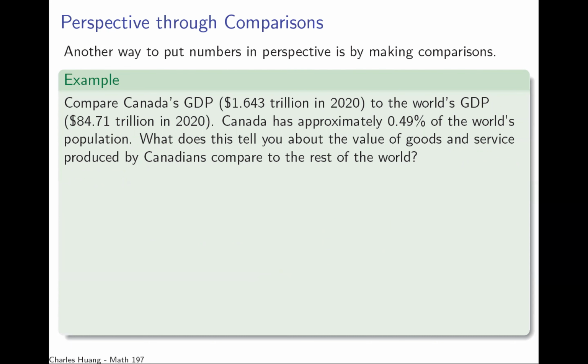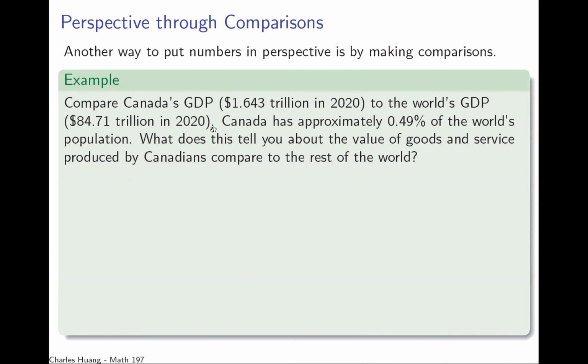Another way is to make comparisons. So for example, Canada's GDP is 1.643 trillion. The world GDP is 84.71 trillion. And we have less than 0.5% of the world's population. So how do we compare these numbers together? Well, notice how here we're comparing the population, right? The population of Canada is about 0.5% of the world.